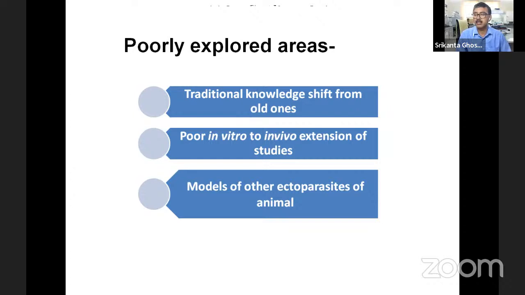And model, I told that we don't have the model. So if you can develop some model for others, like for the mites, like for lice, like for flies, then that will be an excellent area to work for all these things, and we can have a very good number of products which can be helpful for the animal production system.